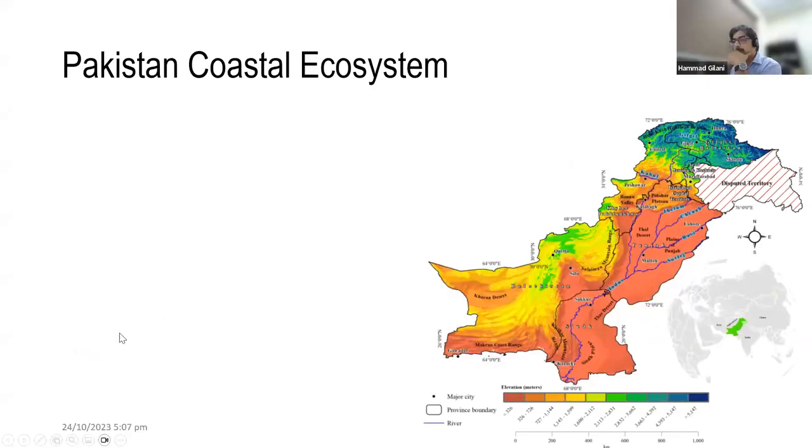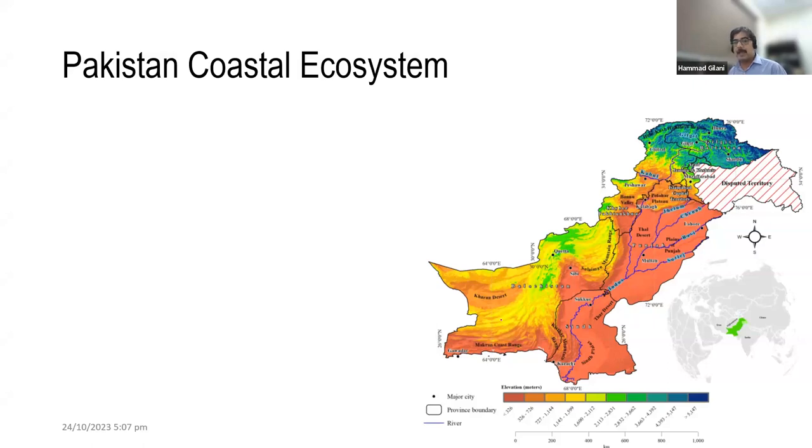So here you see the overall map of Pakistan. It has a diverse landscape, from very high altitude to the coastal belt and the sea, and in between there are hills and plain areas, and as a country we are facing a number of challenges. We frequently have drought, floods, flash floods, hill torrent floods, and even heat and sometimes landslides, and so many more, in terms of climate change and particularly when talking about the coastal ecosystem.